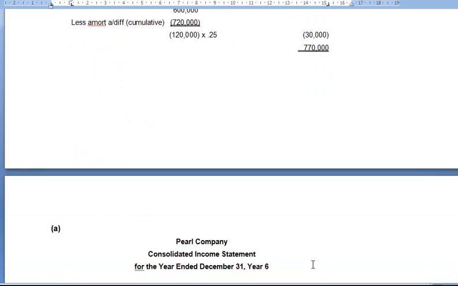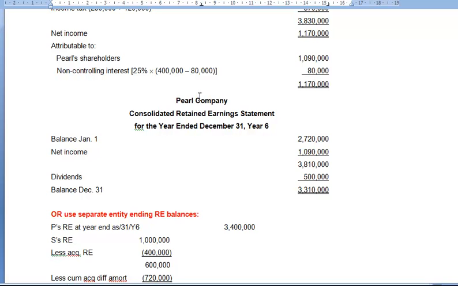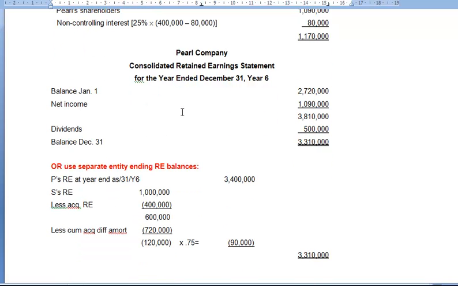All right. So now we've already done the income statement. So let's focus here. What we've done here is we've done a statement of retained earnings consolidated.